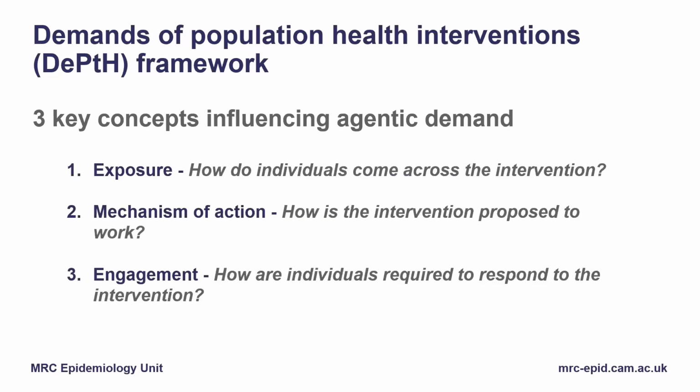So how do intervention recipients first come into contact with the intervention? For example, visiting a restaurant, people can come into contact with calorie labels on menus. The second is the mechanism of action. So how is the intervention proposed to work? For example, one way that menu labels might work is by providing information to the customers.